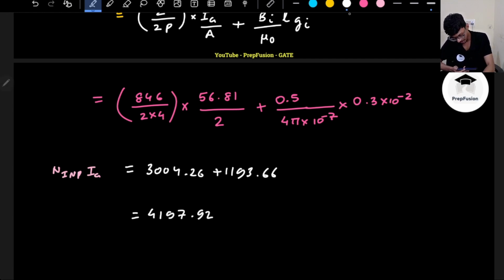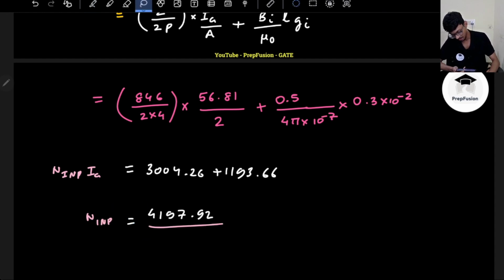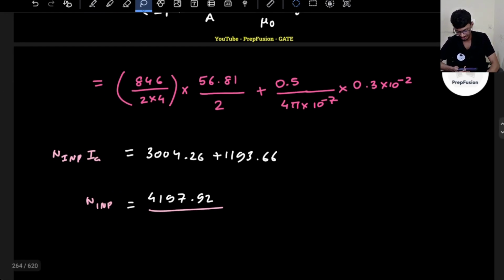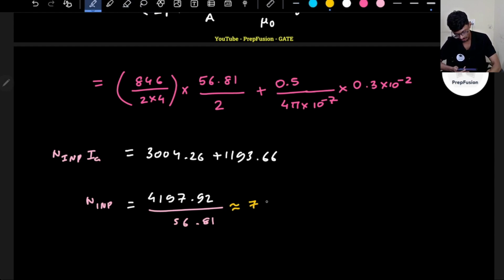So this plus 3004.26 roughly comes out to be 4197.92, and N interpole will be this divided by the current 56.81, because it is connected in series, so that's why the current is the same. Roughly it comes out to be 73.89. Of course it will be an integer number, so roughly it will be 74 turns.